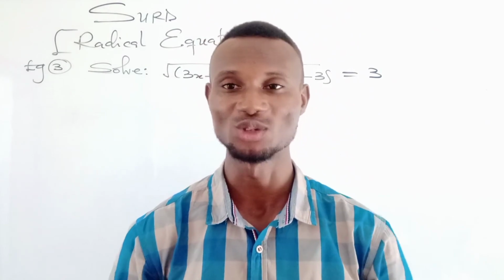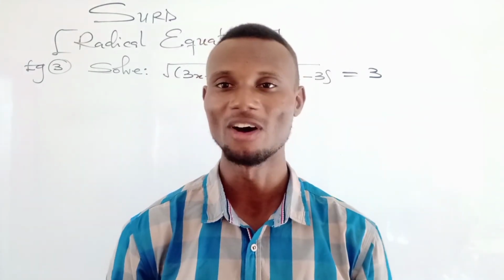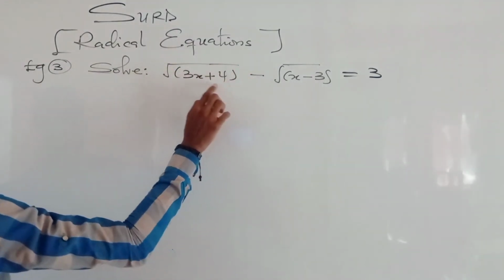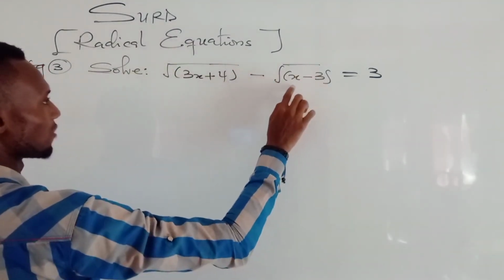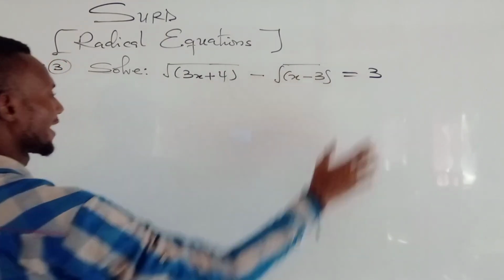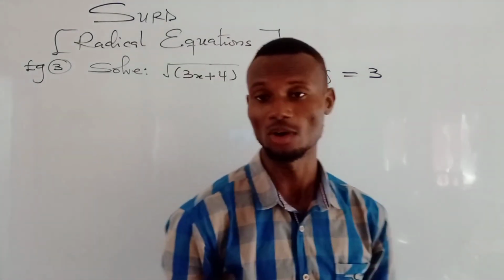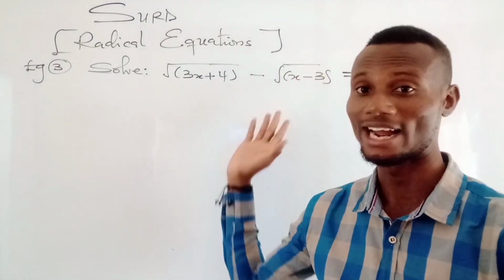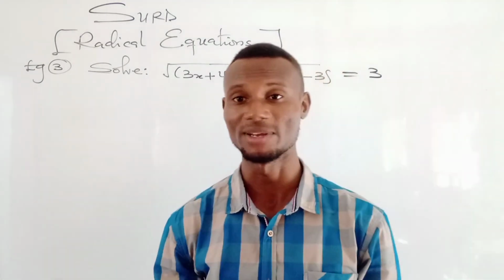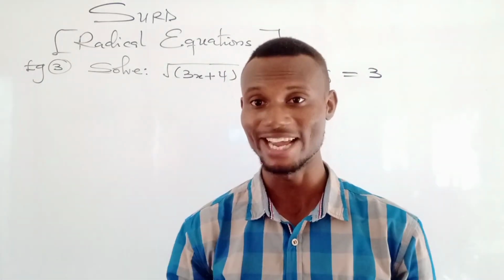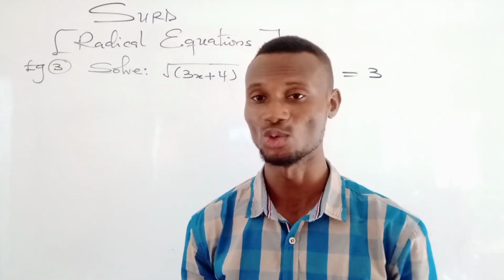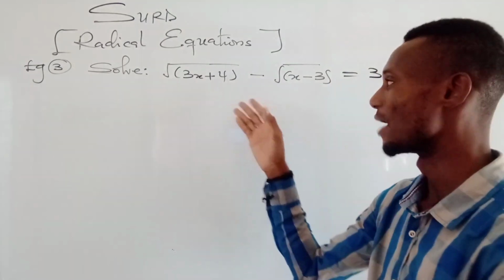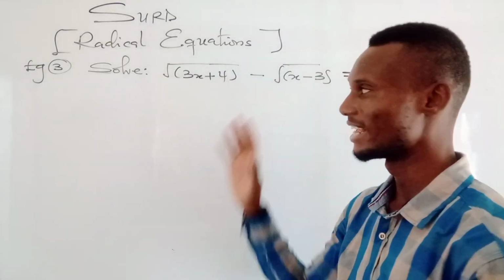Let's go ahead and solve the example 3 that I have on the board. So example 3 says we should solve square root of 3s plus 4 minus square root of s minus 3 equals 3. So we are being asked to solve for s in this given equation. And this is a radical equation. A radical equation simply means an equation that contains a radical, and I've explained all this to you in the previous videos. So this is an example of a radical equation, and we are going to solve for the value of s in this given equation.